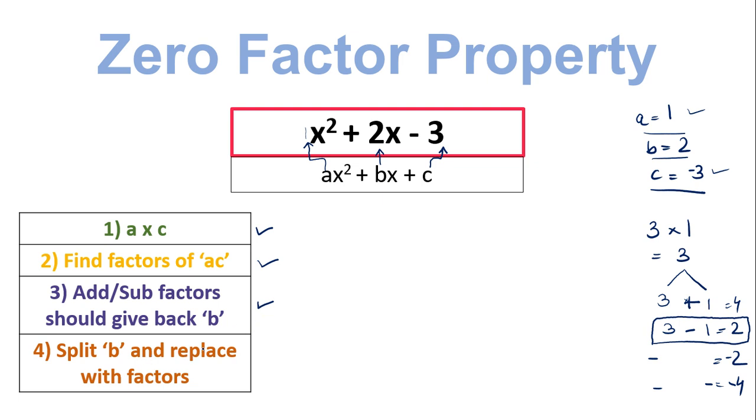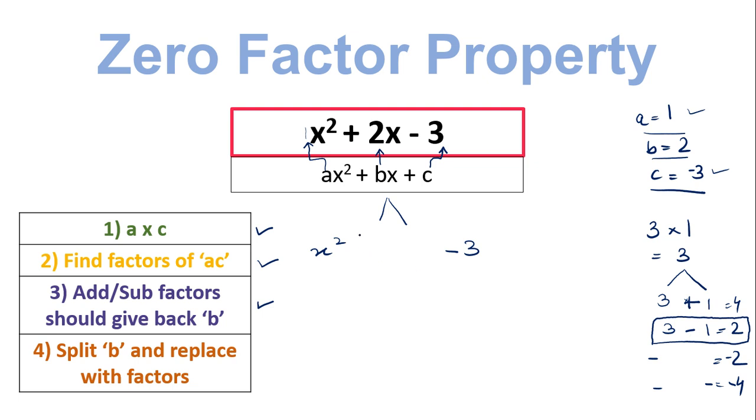Now split b and replace with the factors. Now what is my b? It's 2x. I gotta split my 2x and write down the new factors, that is 3 and 1 that I've got. But before that, I need to know that x squared has to be written just the way it is. Similarly, negative 3 also has to be written just the way it is. Now comes the part where this positive 3 and the negative 1, I need to put it down.